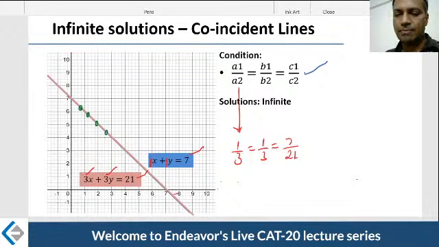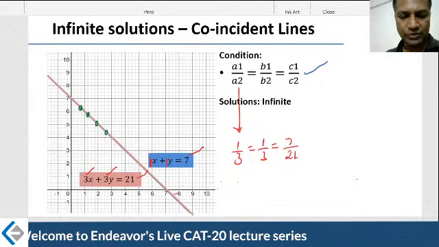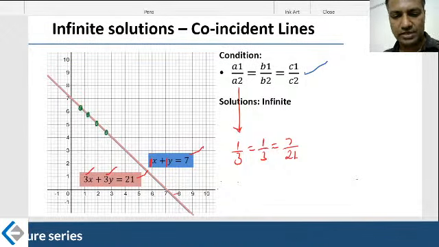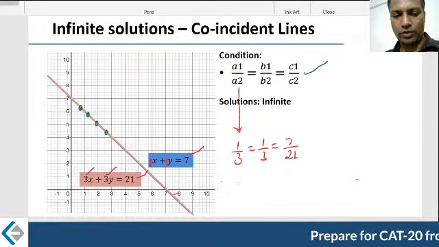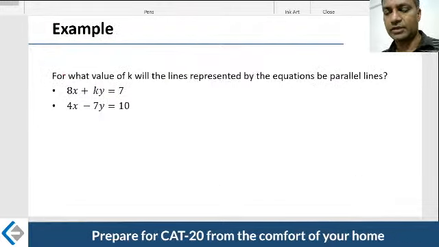Sometimes, based on this simple, superficial understanding, some questions were asked. Let's take a look at that. Let's take one of the examples built on this. Look at this. For what value of k will the lines represented by the following equations be parallel lines?